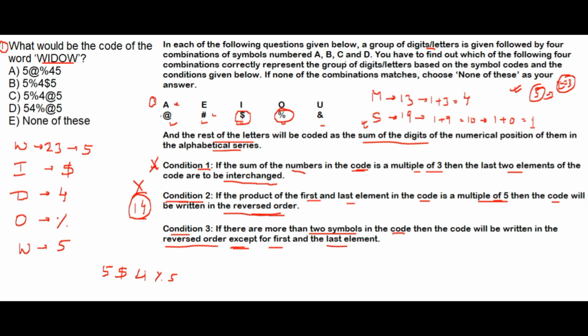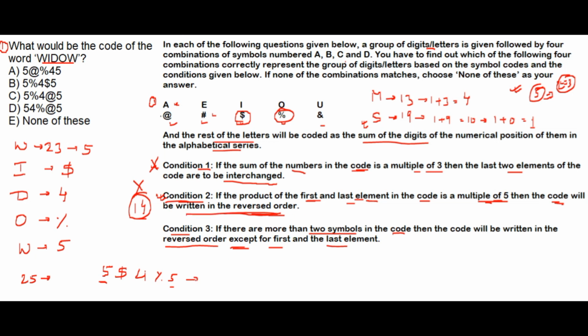Now you see condition 2. If the product of the first and last element is a multiple of 5, I hope you are getting it. So what is the product of the first and last element? 25. So it is a multiple of 5. So we are going to use condition 2, and the code will be written in the reversed order.